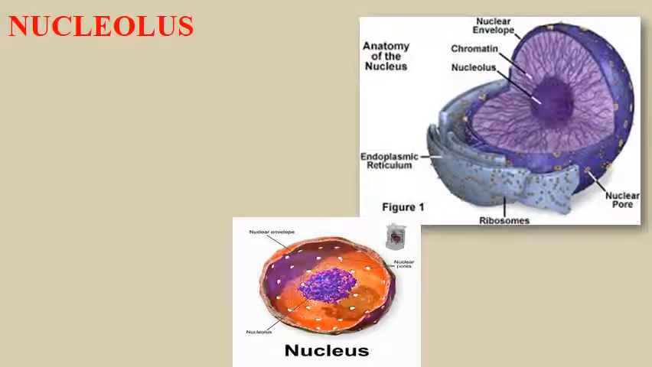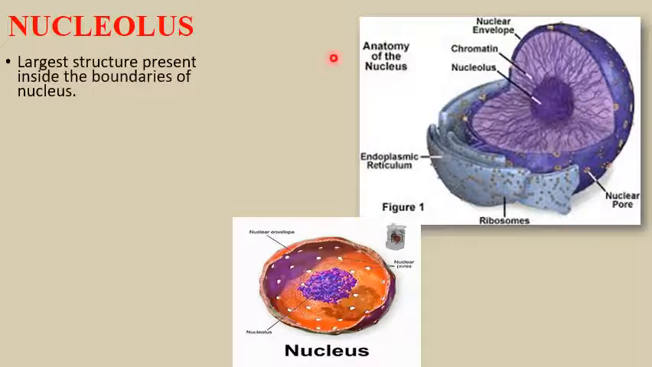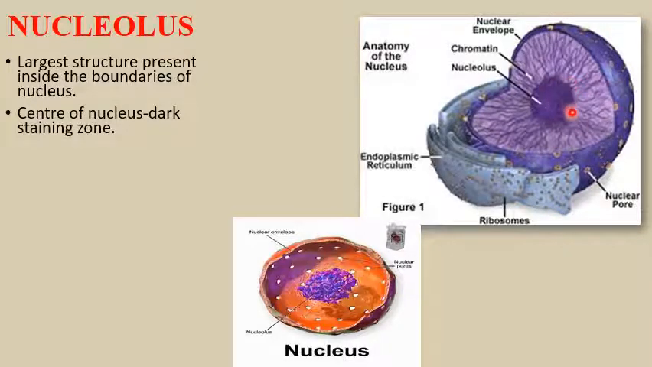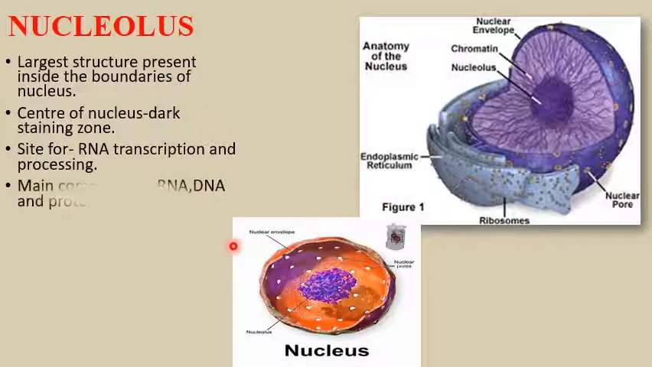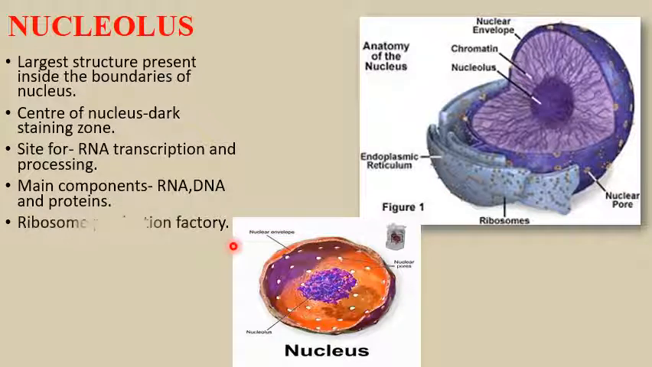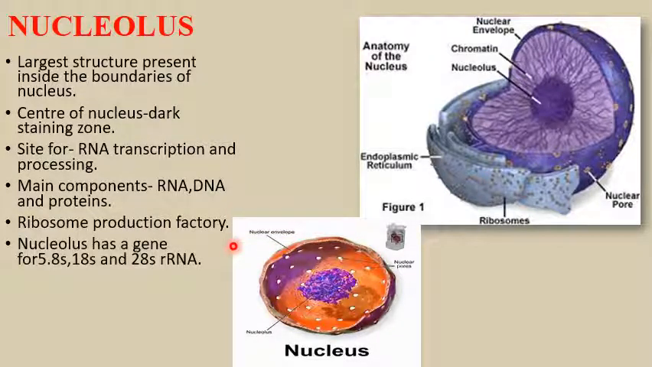So next is the nucleolus. It is the largest structure present inside the boundaries of the nucleus, in the center of the nucleus. It is a dark staining zone, and it is the site for RNA transcription and processing. Its main components are RNA, DNA and proteins, and it is also known as the ribosome production factory. The nucleolus has genes for 5.8S, 18S and 28S RNA.